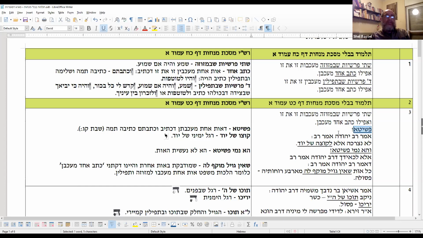It says, Pshita. This is pashut. This is simple. It is obvious. In other words, this language that even one ktav holds the mezuzah back from being a completed mitzvah, that's obvious. So why is that obvious? So Rashi, following on what he said in the Mishnah, says, Pshita da'ot achat ma'akvatan. It's obvious that one letter holds them back.